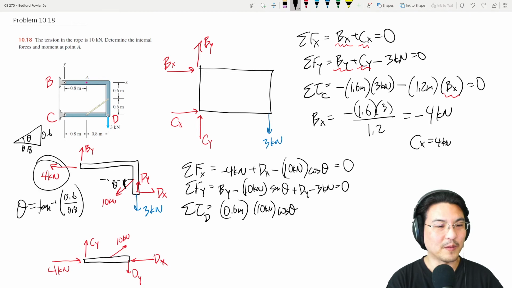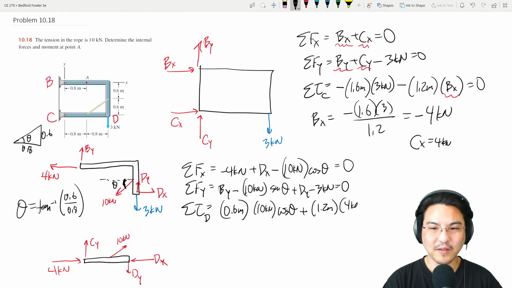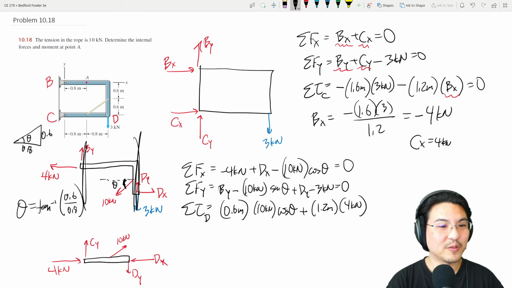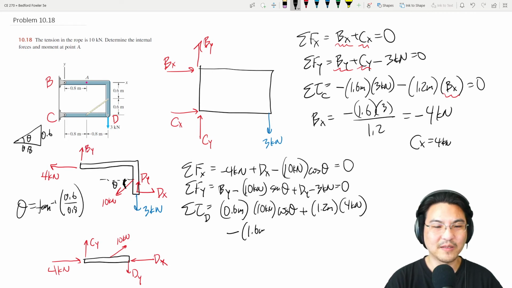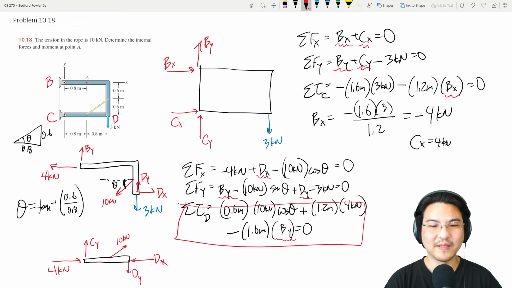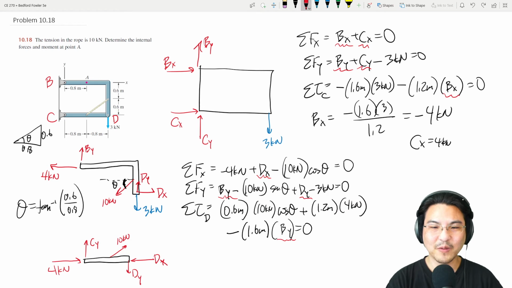And then there's torque from the 4 kilonewton reaction, and then that's 1.2 times 4 kilonewtons. And then there's torque from By, which here to here is 1.6, so minus 1.6 By. Okay, so then let me point out the unknowns here, here, here, here. Okay, so right here, solve for By. So now we know By. Take that value, plug it in right here, then you can solve for dy, and then we can solve for dx immediately.